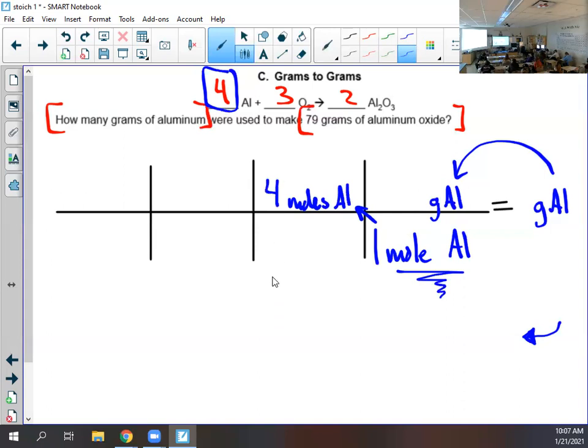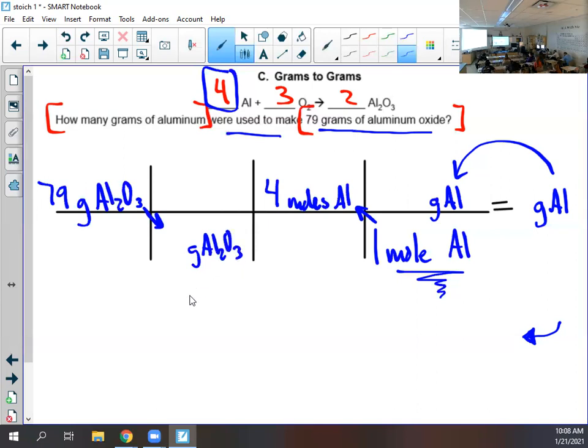And then we're stuck. So now I'm going to read the rest of the problem. We're used to make 79 grams of aluminum oxide. So I know that I start with 79 grams of Al2O3. But wait, there's more. What does that tell me? Tells me the bottom of the next one is grams, Al2O3. But wait, there's more. What does this tell me? All right, that I need to go to moles.